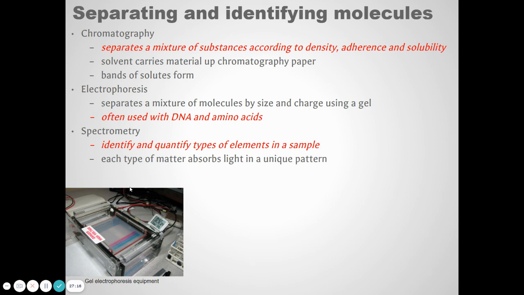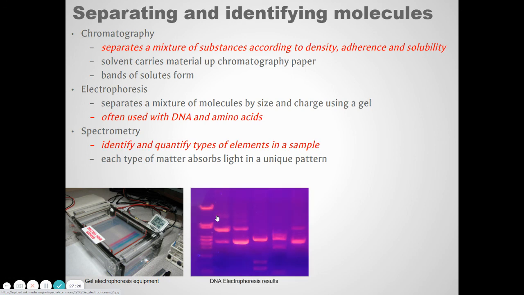Small pieces of DNA or proteins can squeeze through the gel quickly and go far. Big chunks just go really slowly because they can't make their way through very easily. That's called gel electrophoresis. And it forms patterns like this. Each of these is a band of DNA that's been separated with electrophoresis.